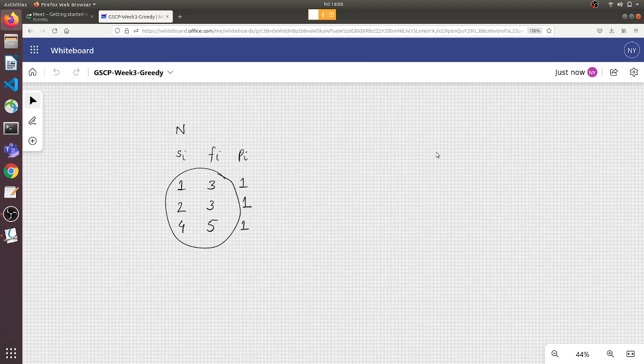So the fourth customer can be coming at 5, leaving at 6, but for counter 2. And then one is coming at say 4, leaving at 7, again for counter number 2, and so on. So we can have that, right?